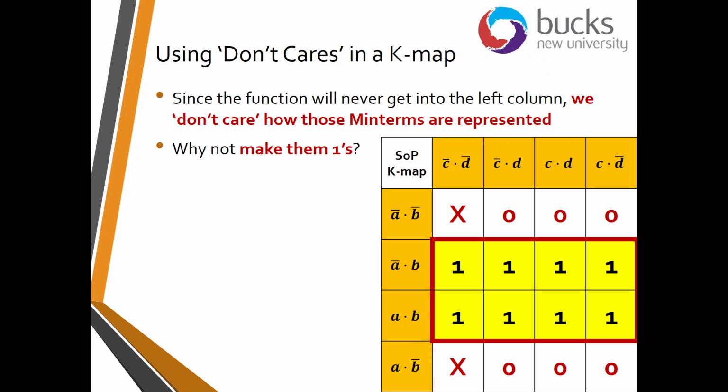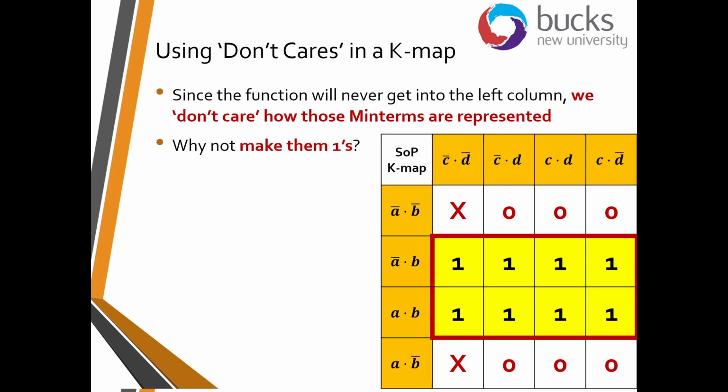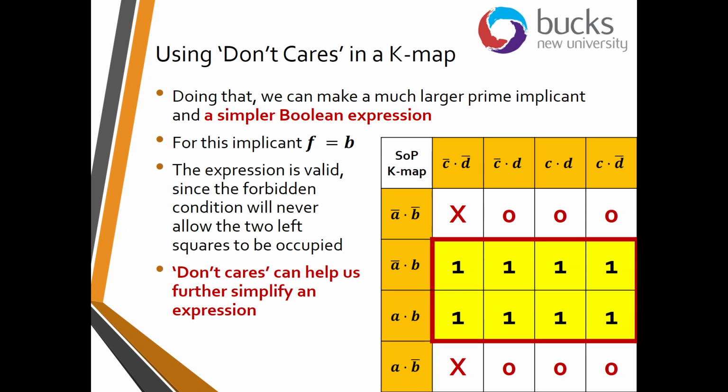In which case, going from 6 to 8. So this is great. If we assume the don't cares are 1s, which because we don't care about them, they could be 1s as well as 0s, include them within our prime implicant group. Now we've got a group of 8, and with a group of 8, we can simplify that expression down further. So for this implicant, it actually simplifies to, well, B. F equals B. So we can make it a lot simpler. So the expression is essentially valid, since the forbidden condition will never allow 2 occupied squares to be occupied.